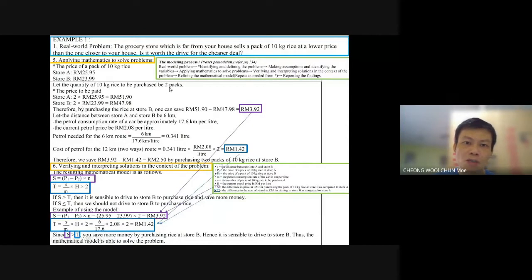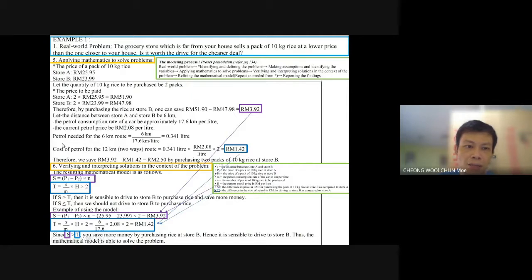If you purchase 2 packs, that means 2 times 25.95 for store A. That means the total is 51 ringgit and 90 cent. For store B, it is 2 times 23.99, which will be 47 ringgit and 98 cent. Therefore, by purchasing the rice at store B, one can save 51.90 minus 47.98. You get 3 ringgit and 92 cent.